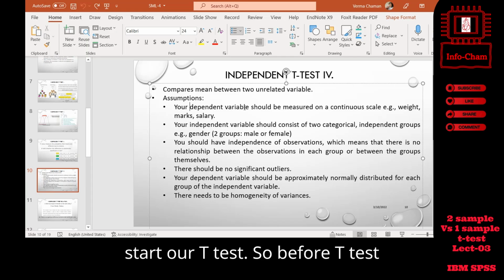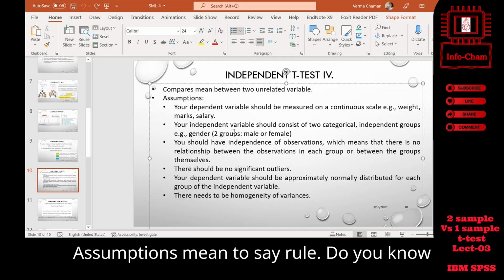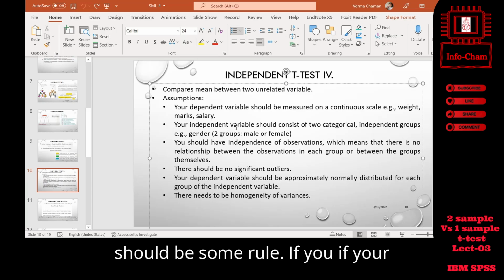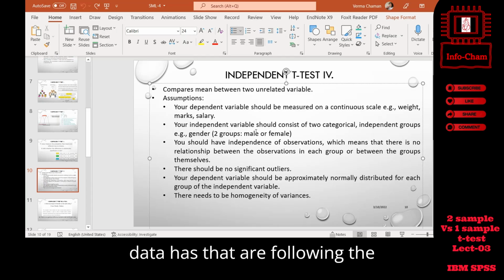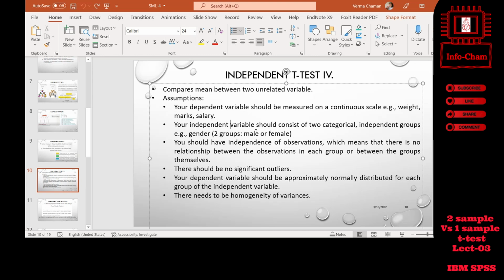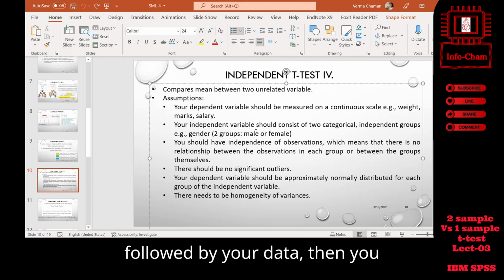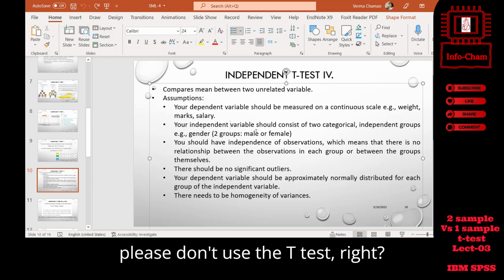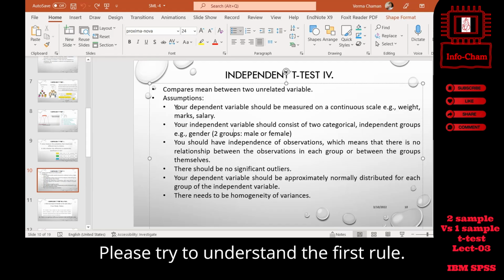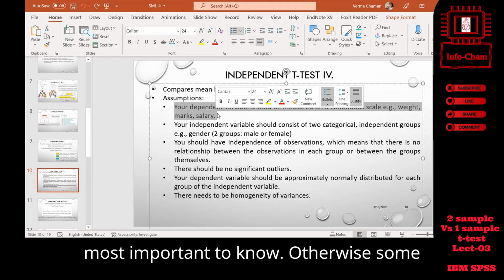So before the t-test, we should know about the assumptions. Assumptions mean to say rules. If you want to apply a t-test, there should be some rules. If your data is following the rules, then you should go with the t-test. If these rules are not followed by your data, then please don't use the t-test, right? Please try to understand. So first rule, and I will tell you which rule is most important to know.